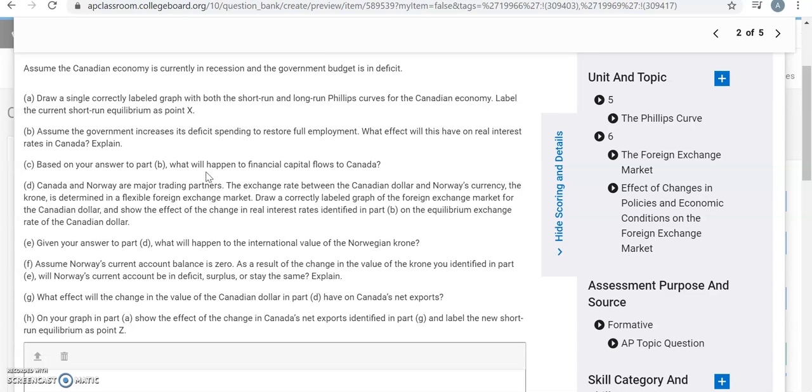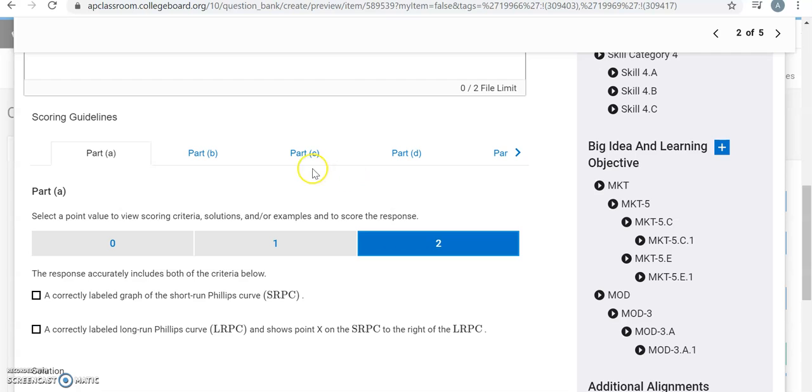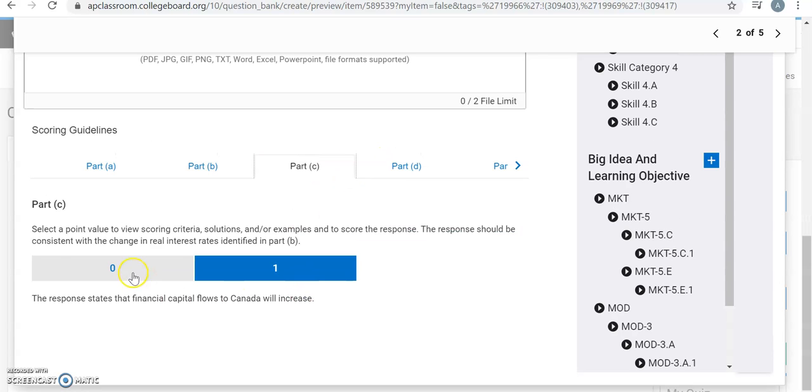We're beginning to see the beginnings of a recession. So yeah, if you are bringing the economy out of a recession, you're going to start seeing more financial capital flows. So it's right to say that they are going to increase. You would be correct in saying that, if you're trying to get out of recession and you want capital flows to increase.